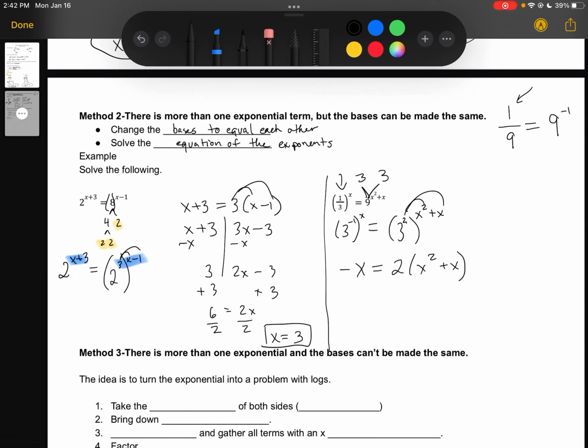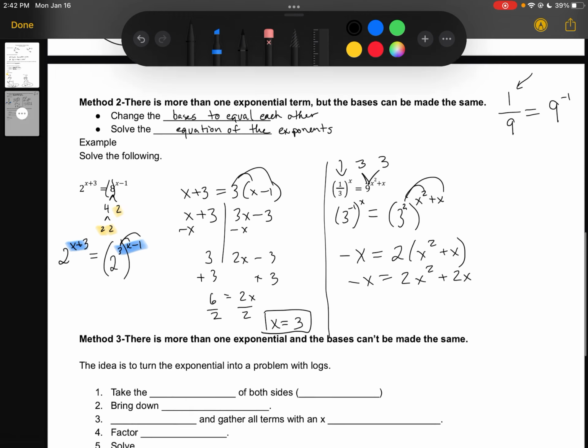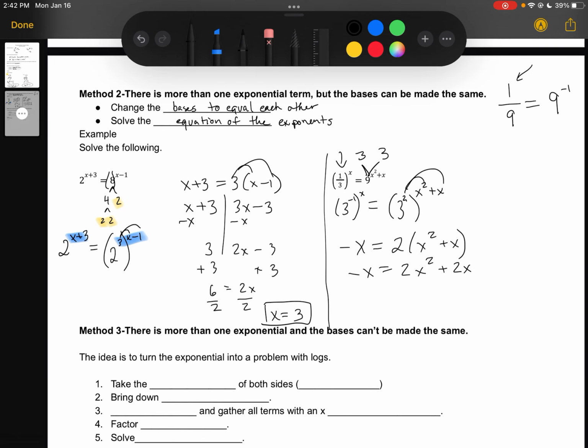So always remember that. If you're changing anything on the inside of those parentheses, it will distribute to each term in your exponent thereafter. So minus x, 2x squared plus 2x in this case. And then from here, bring all the variables to one side, and then we can start solving. So always a key, if it looks a little confusing like this one, all the variables on the same side, and things will start to work themselves out.